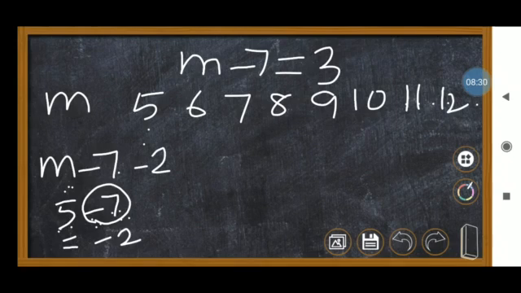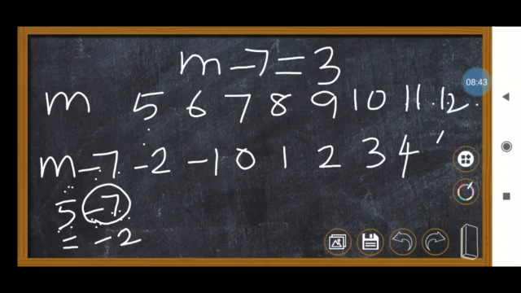6 minus 7, minus 1. 7 minus 7, 0. 8 minus 7, 1. 9 minus 7, 2. 10 minus 7, 3. 11 minus 7, 4. 12 minus 7, 5.